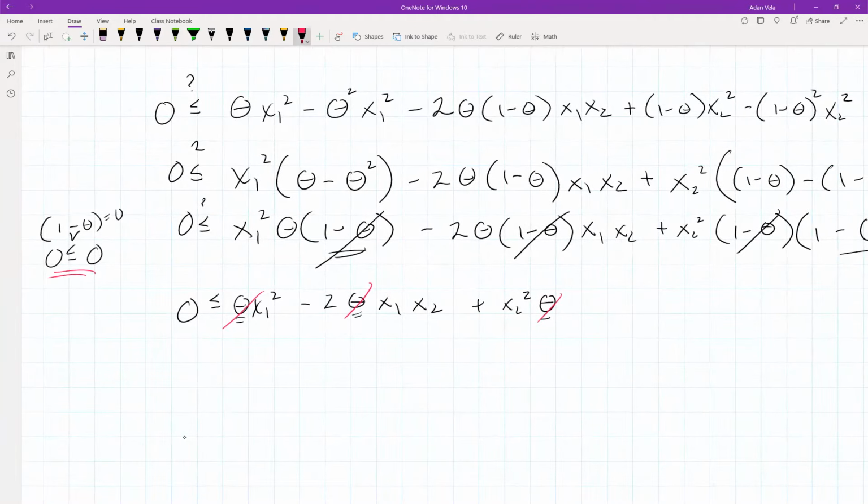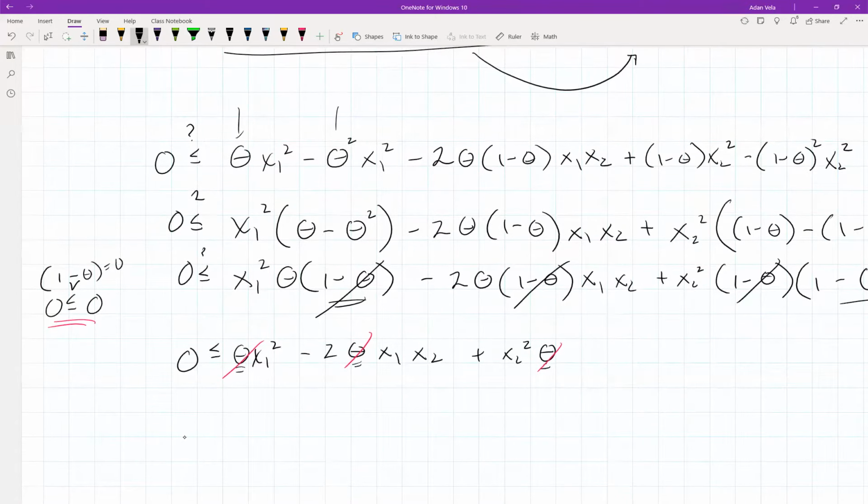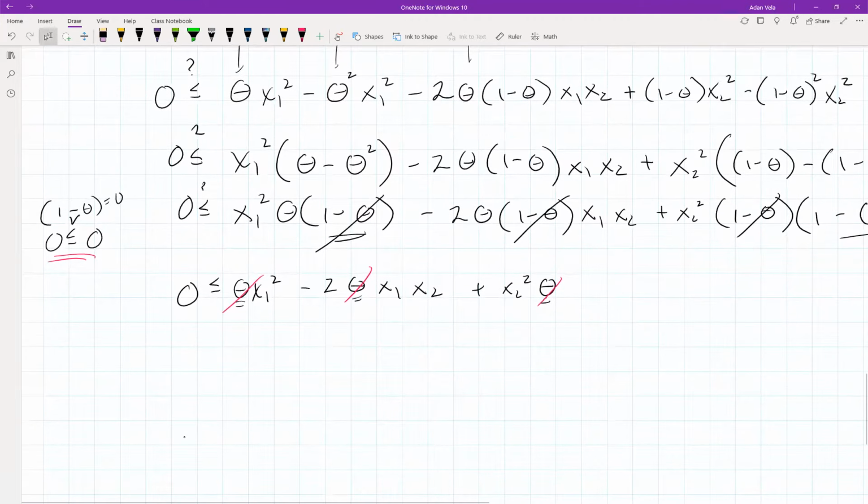We can sort of deal with the situation of when it's 0. It devolves to the nominal case: if you plug in 0, everything cancels out and you end up with 0 equals 0. So really, we just care about the case when theta is between 0 and 1 exclusively. So dividing by theta is non-problematic, and we end up with x1 squared minus 2 x1 x2 plus x2 squared.